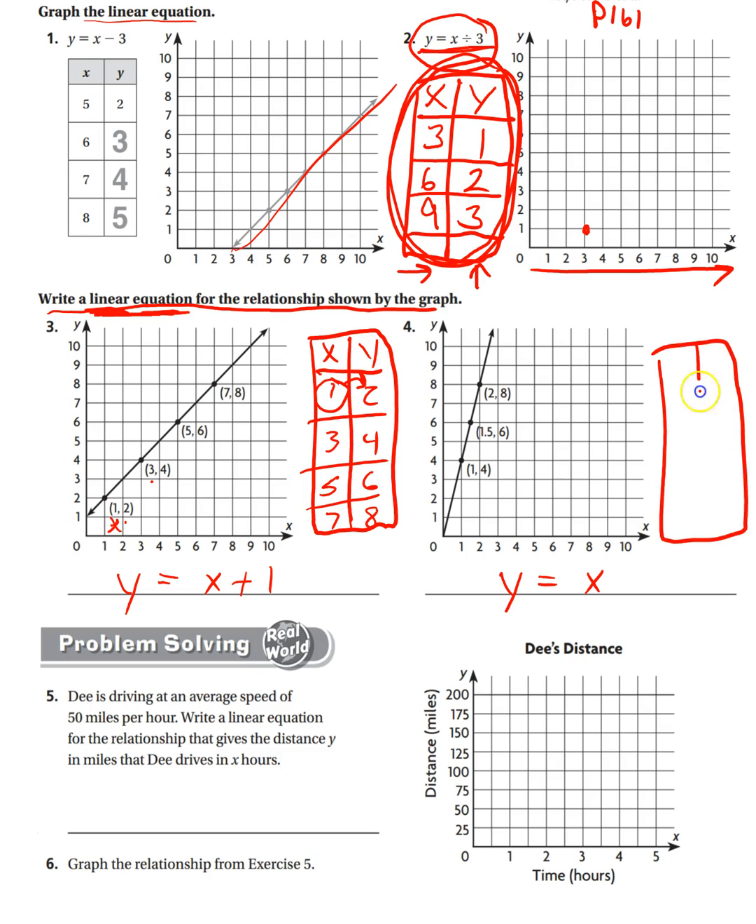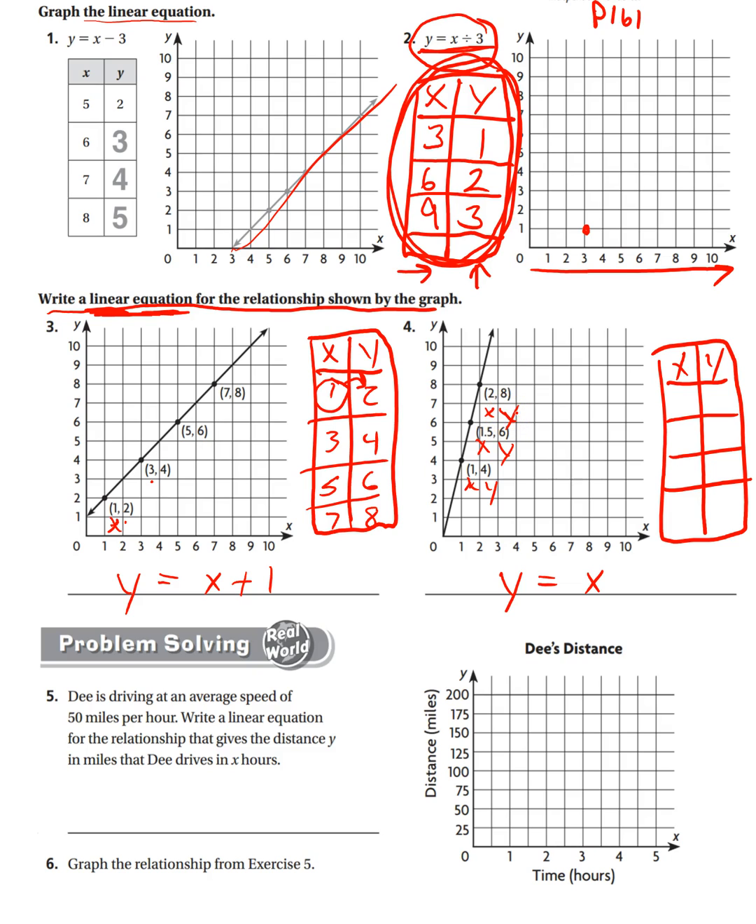Okay. Same thing on number 4. I want to set up my table. Again, I know it's going to be y equals x, and they're going to do something to the x each time. So x, y. I'm going to let you go ahead and finish this one. Plug in your x's. These are your x. These are your y's. X, y, x, y.